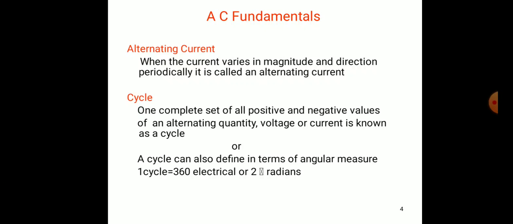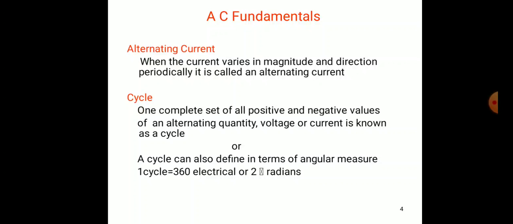Cycle, the definition of a cycle. What is a cycle? One complete set of all positive and negative values of an alternating quantity, voltage or current, is known as a cycle. One complete cycle represents the period of the alternating quantity. When the cycle is completed, if you consider all the positive and all the negative values, that is called a cycle. Either voltage or current, both apply.